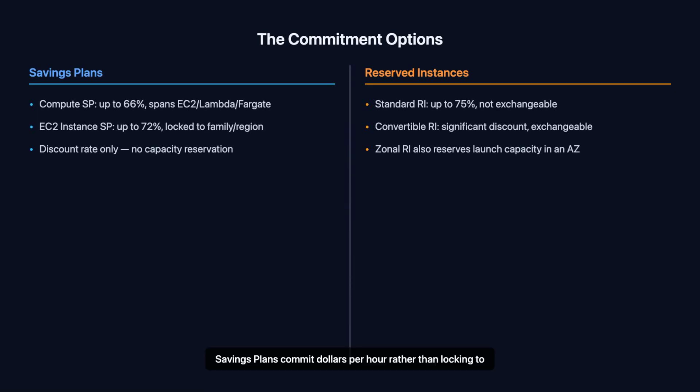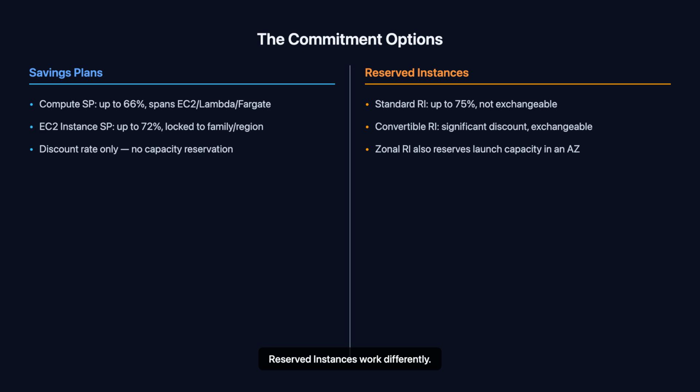Savings plans commit dollars per hour rather than locking to a specific instance. The Compute Savings Plan is the most flexible, up to 66% off, applying across EC2, Lambda, and Fargate. The EC2 Instance Savings Plan goes deeper at up to 72%, but locks you to one instance family and region. Neither one reserves actual capacity, they are discount rates only.